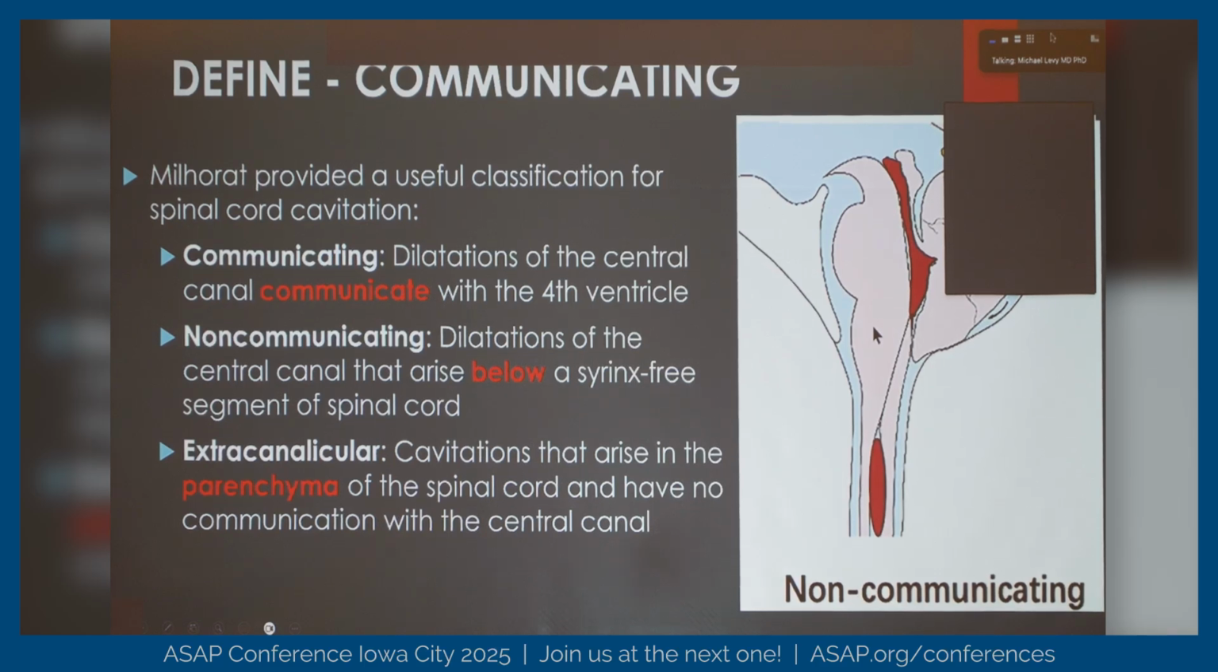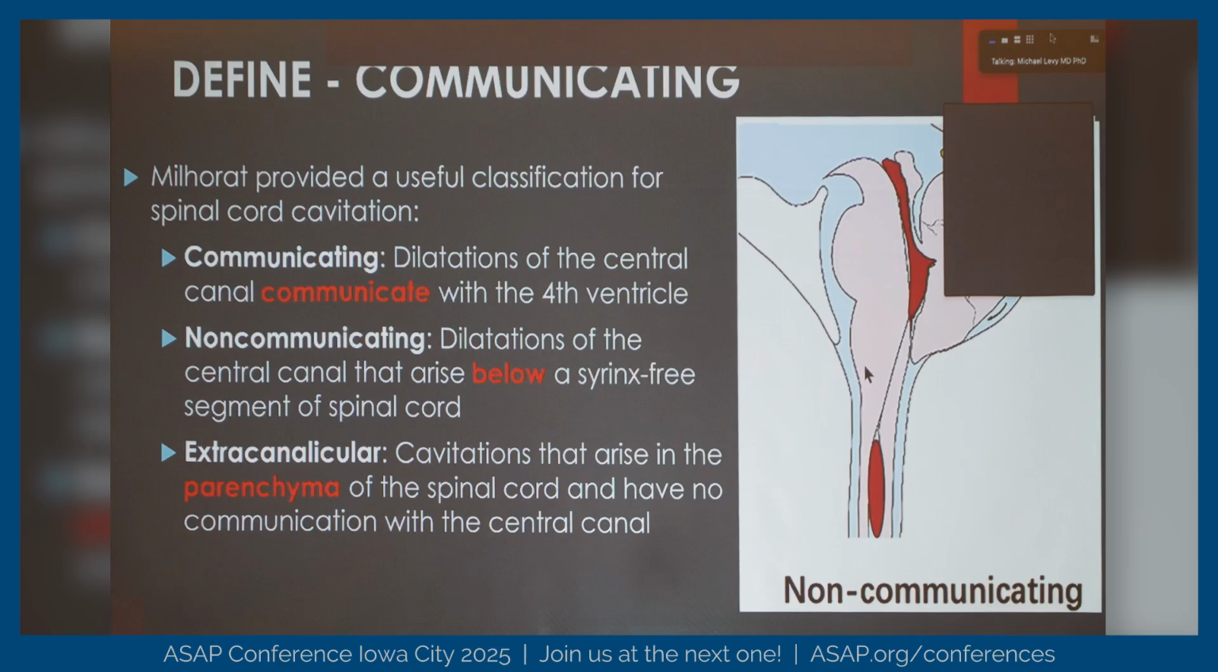If something's considered to be extracanalicular, it means that there's a cavitation that arises in the parenchyma of the cord and has no communication with the central canal. And this is specific to syrinx, in that a syrinx obviously doesn't need to have an associated ependymal lining and can be purely parenchymal in nature.